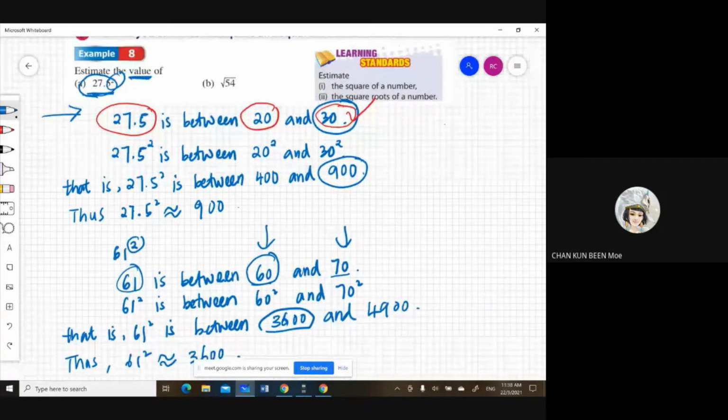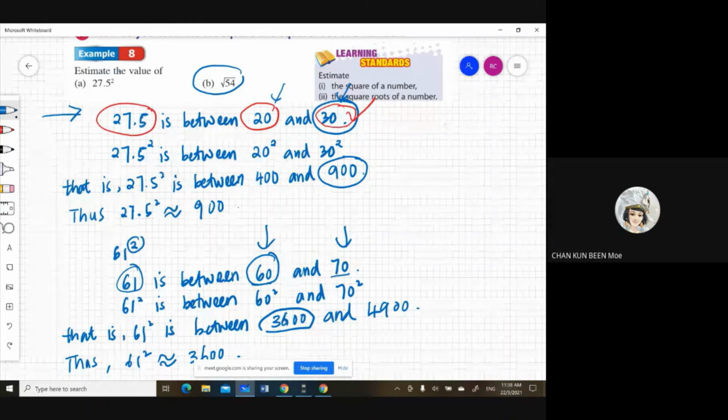Okay, this one is A. Then we now move to B. B is the square root. Square root is a bit different. You have to know the perfect square first. For part A, you don't need to know the perfect square, but you have to determine the tens number, the value of the number in tens.